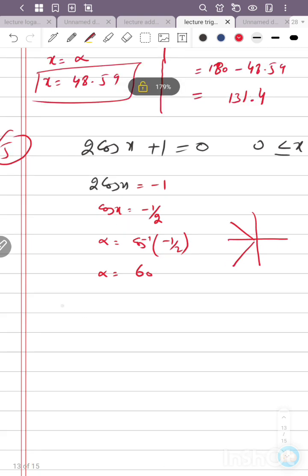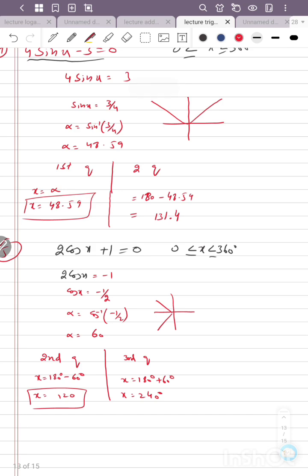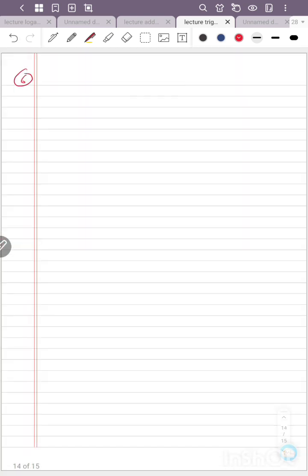Okay, for second quadrant and third quadrant. For the second quadrant it will be 180 minus 60 degree, x equal to 180 minus 60, answer 120. And for the third quadrant, 180 plus 60 degree, so x equal to 240 degree. We got the answer. Okay, now move forward, we have the next question.